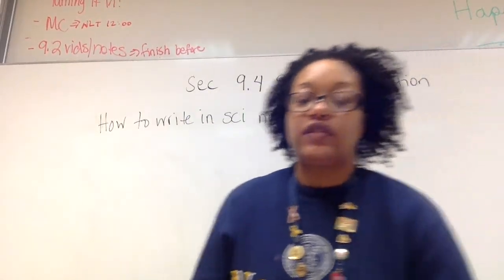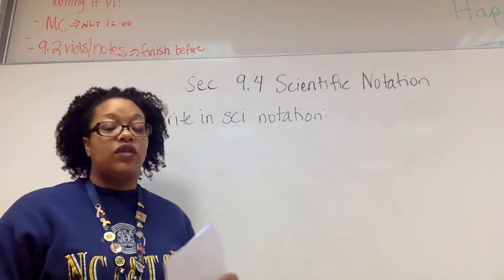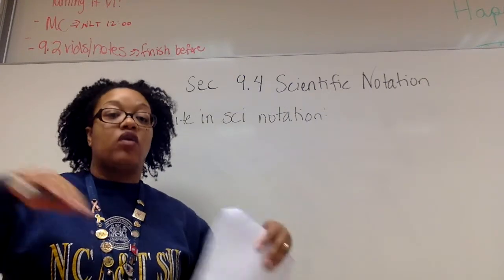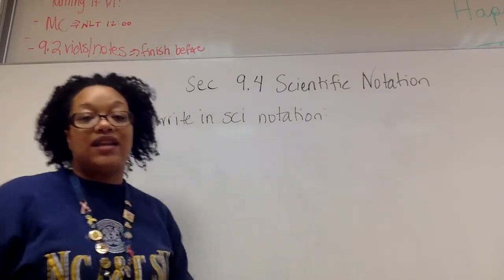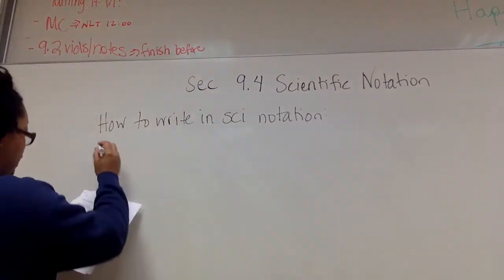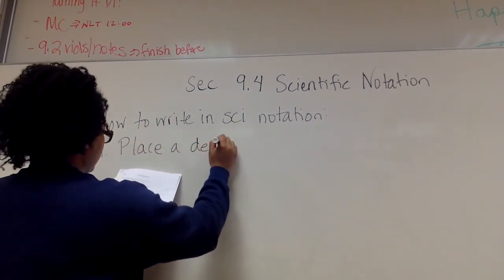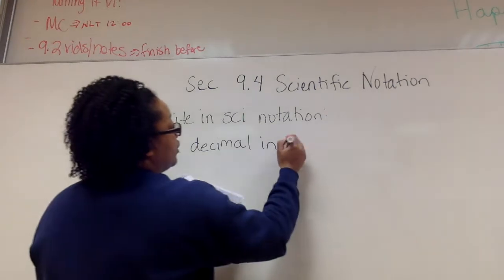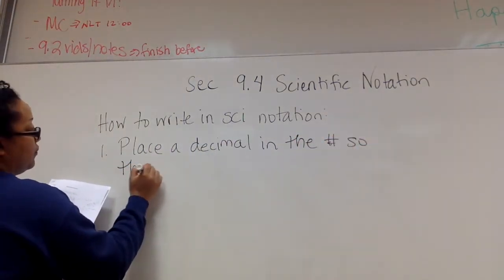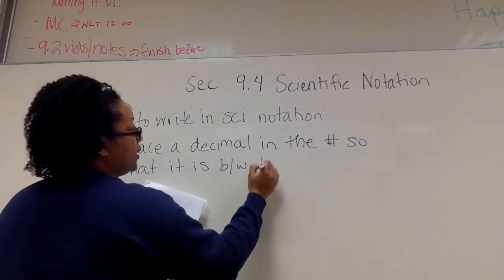All right, so let's go into the steps of how to take a number in standard form and write it in scientific notation. So we're talking about numbers that are huge, like you have several zeros or several decimal places. How do you write it in scientific notation? Well, the first thing that you're going to do is place a decimal in the number so that it is between the numbers 1 and 10.